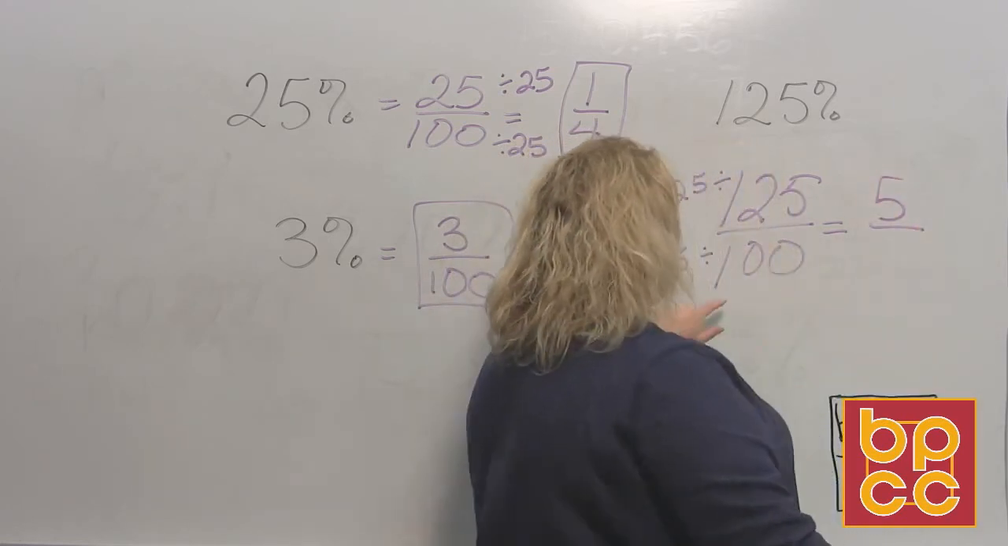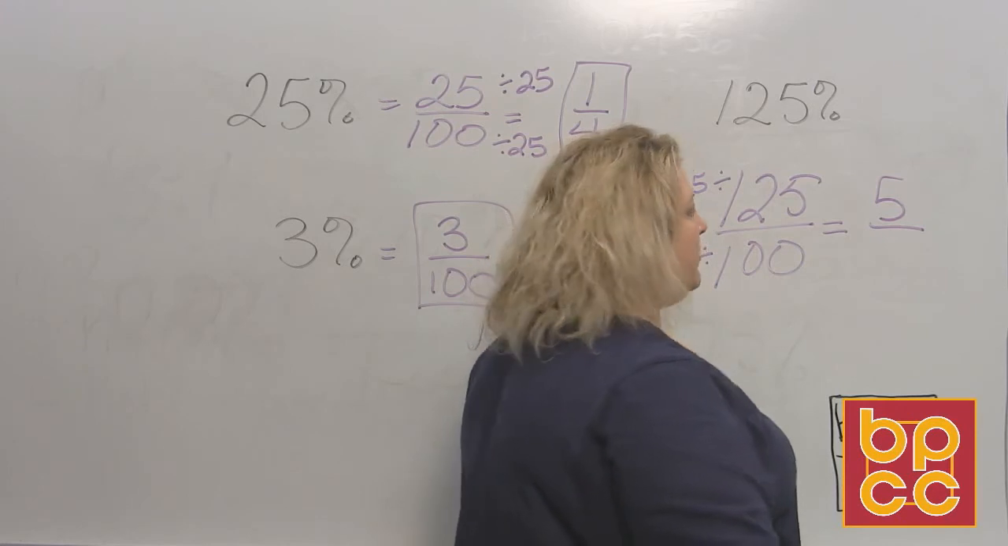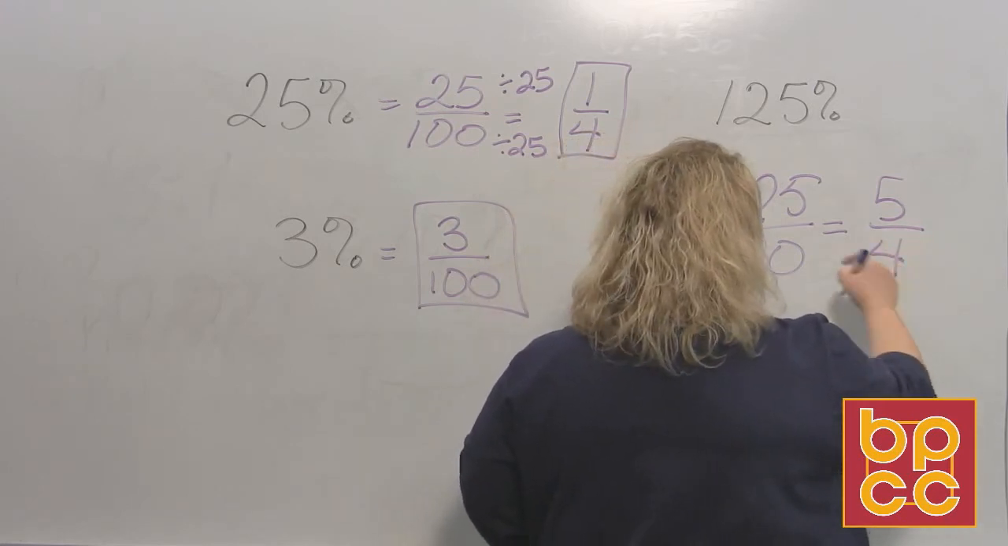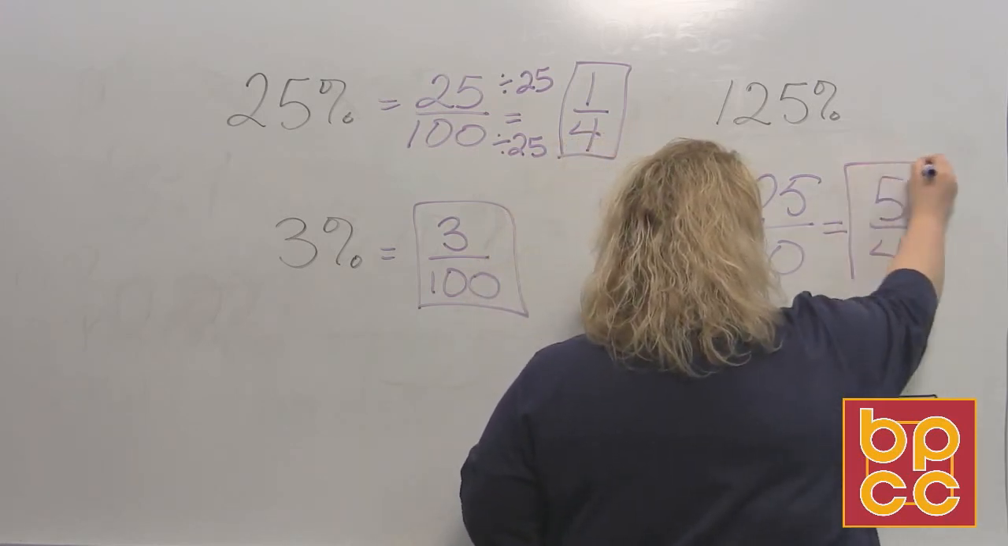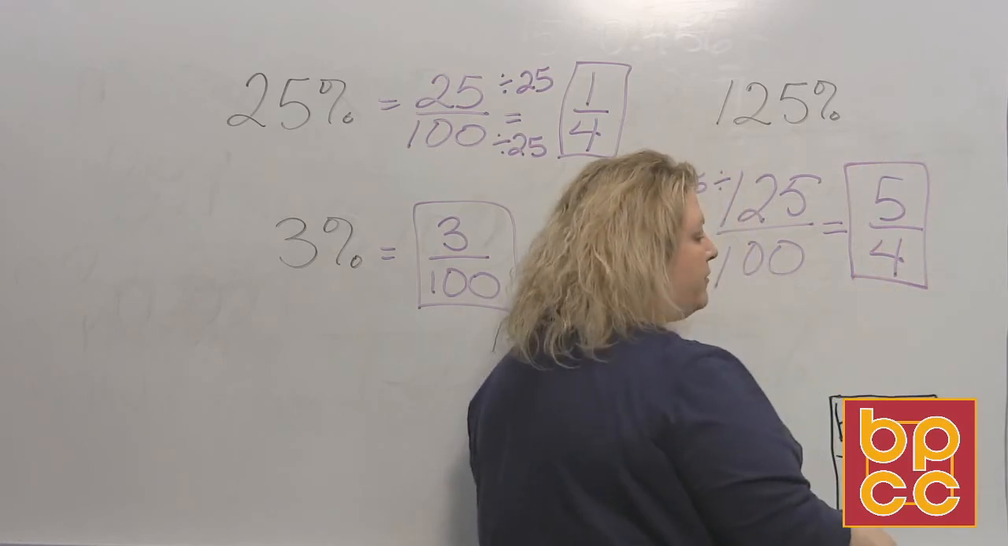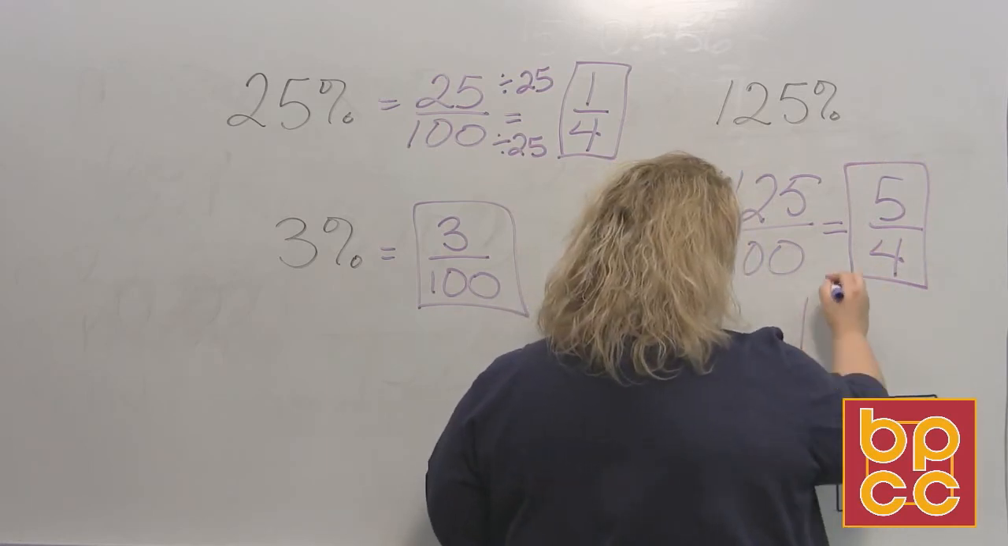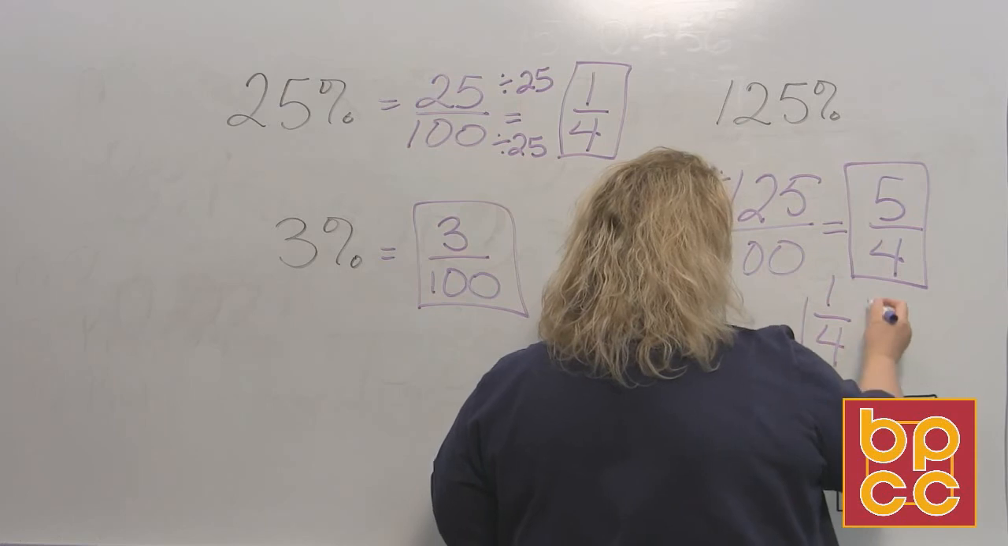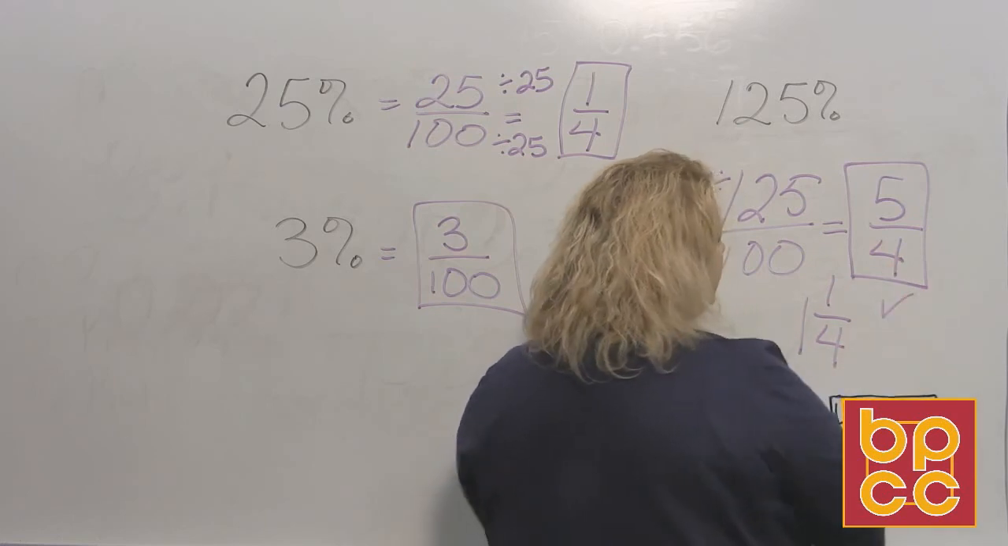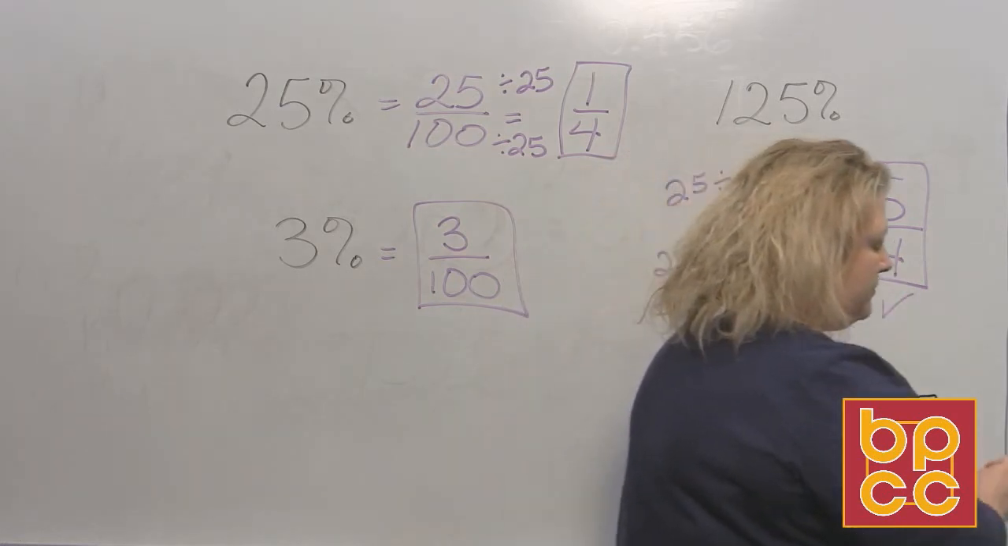If I have $1, how many quarters does it take to make $1? 4. So 125 out of 100 is the improper fraction 5/4. Or if you want to turn it into a mixed number, it's 1 and 1/4, but most of the time the improper fraction is an okay way to go.